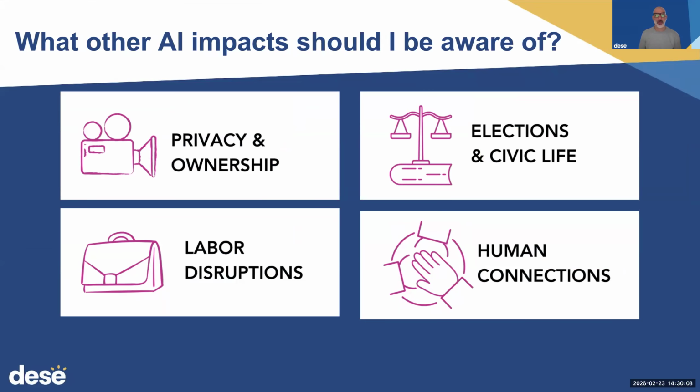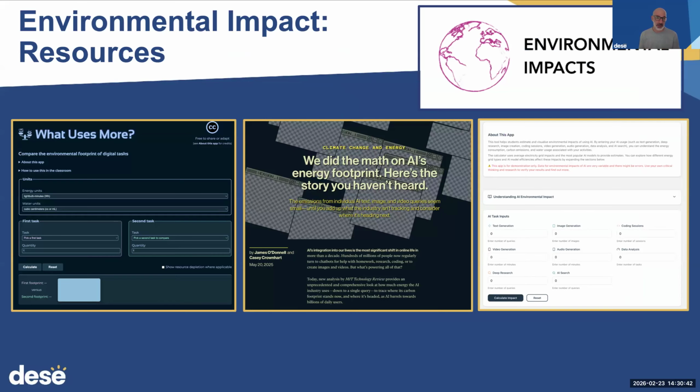So, are there other things to be aware of? What other impacts should I be aware of outside of simply using the technology? We have privacy and ownership, labor disruptions, elections and civic life, and human connection. Now, in the context of this archived webinar, we're not going to explore all four of these, although they are addressed with some supporting resources in the online module. There are legitimate concerns around all four of these domains. We're just simply not going to get into all of them in this webinar. We're going to focus on one in particular, which is the environmental impact of generative AI. This emerges regularly in discussions around using the technology.